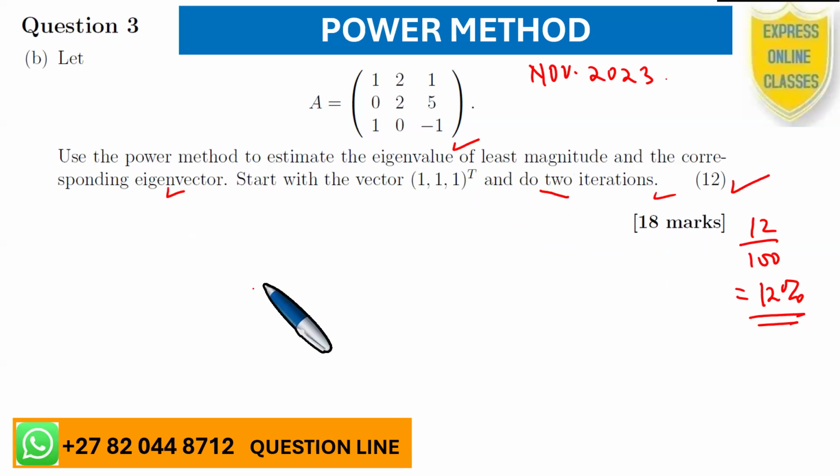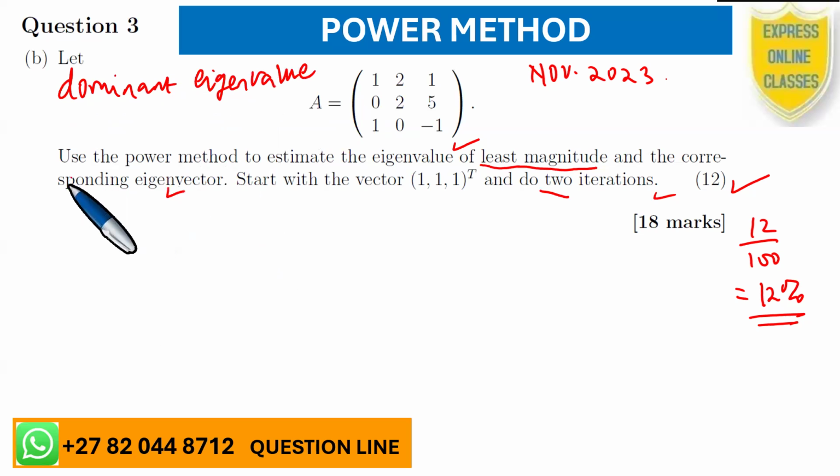Let's gather some strength to tackle this one. Two iterations is not a lot. So good, here comes the ball game. Use the power method to estimate the eigenvalue of least magnitude, the smallest one. So what do we do to estimate the one of smallest magnitude? It is not either you are dealing with the dominant eigenvalue, the dominant one meaning biggest magnitude, or the least magnitude.